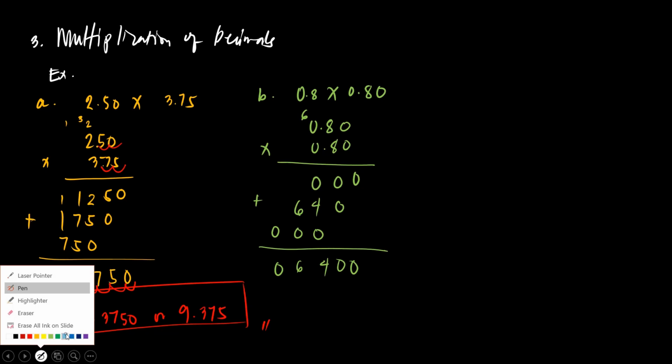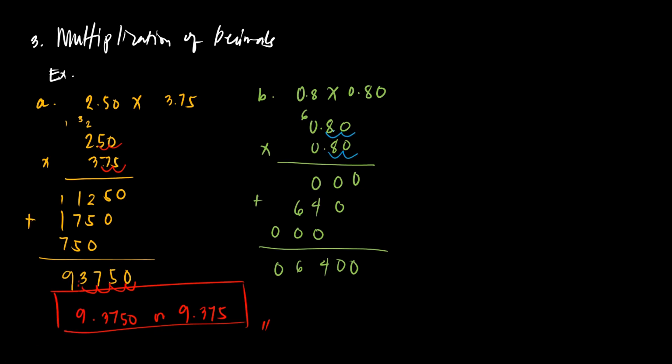Ilang decimal point? 1, 2, 1, 2. 1, 2, 3, 4. Okay? Let me correct myself. 1, 2, 3, 4. So, your answer, the product is 0.6400 or simply 0.64. Okay? So again, sa multiplication, you have to align the numbers. Pwede tayong mag-add ng 0 basta sa dulo. Okay? Hindi tayo pwede mag-add ng 0 in between the numbers.